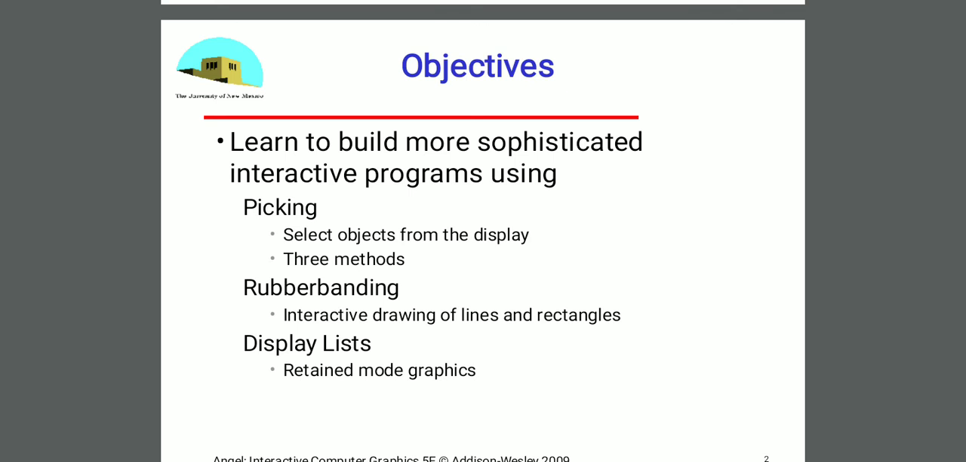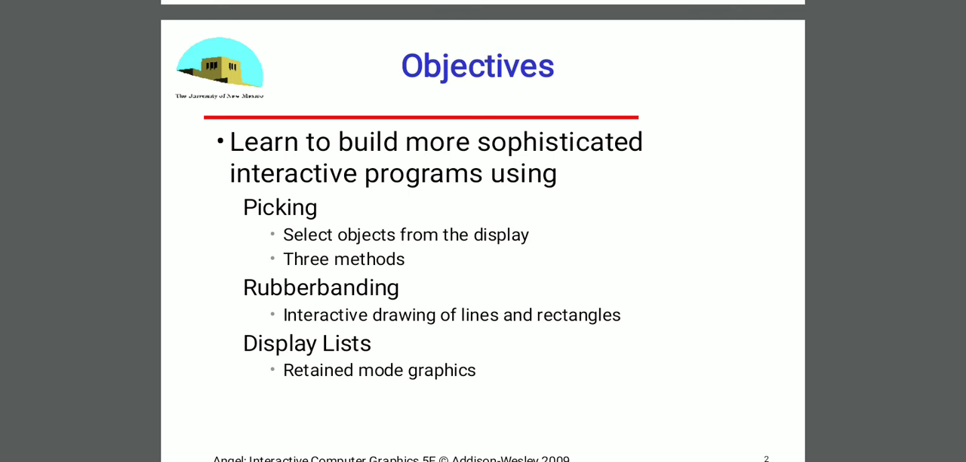These are the three topics under interactive program we can see: picking, rubber banding, display list. Display list you know, picking also you know. Now we'll see those topics in brief. Rubber banding we'll see in detail.